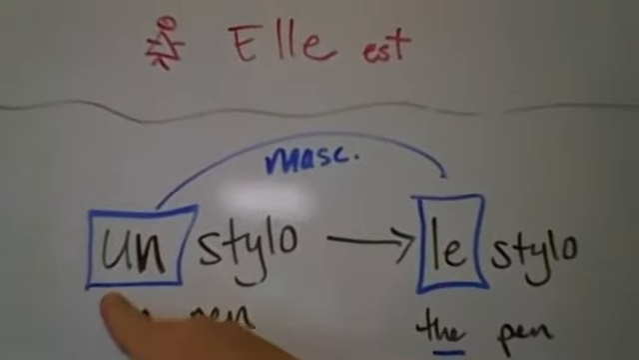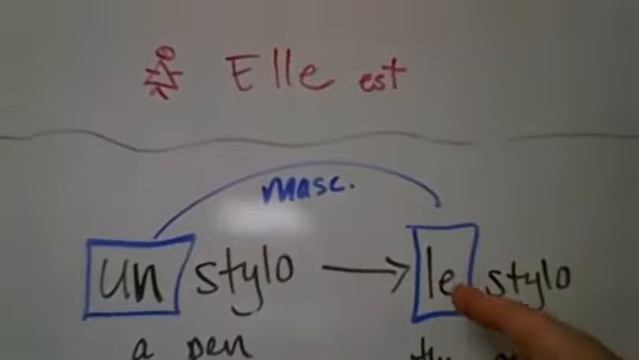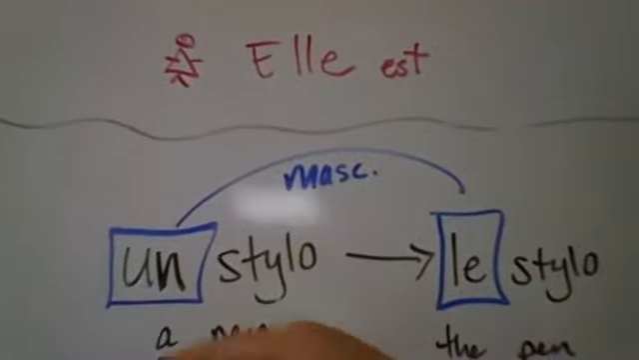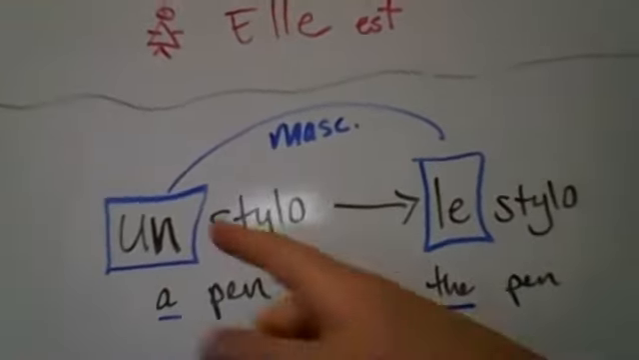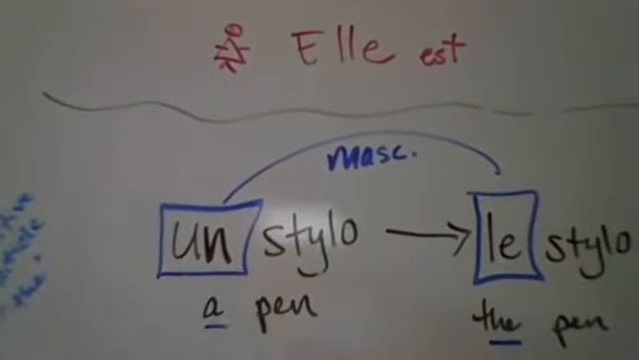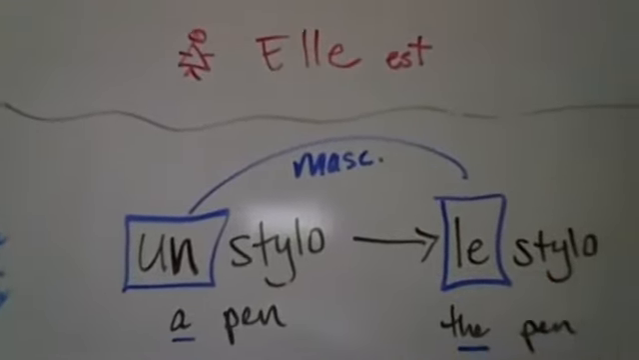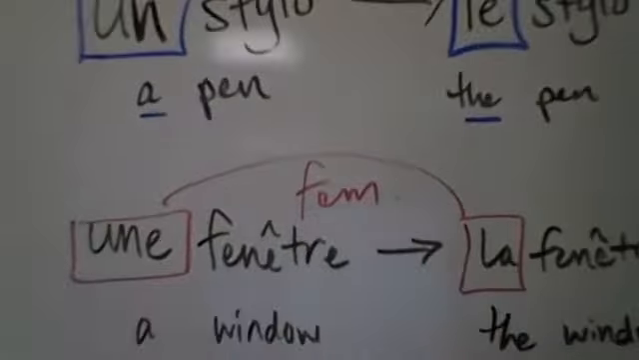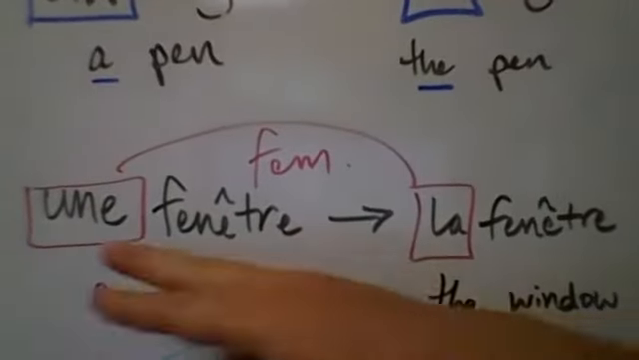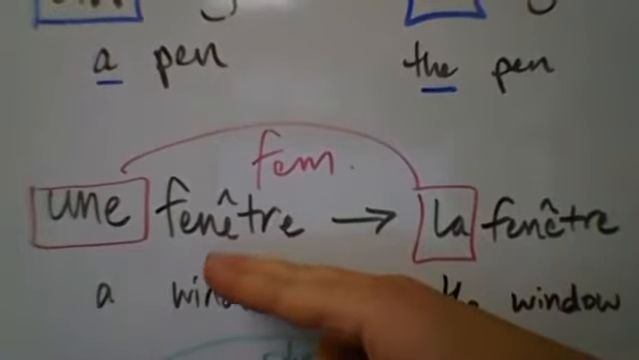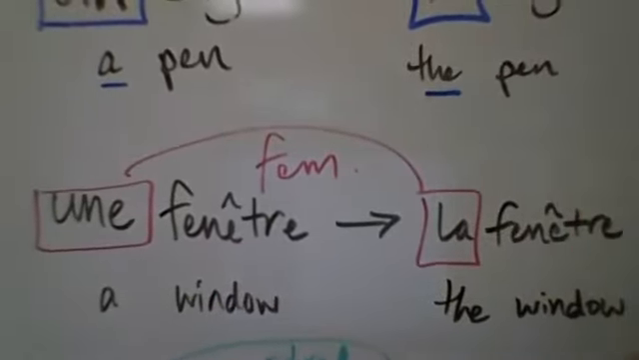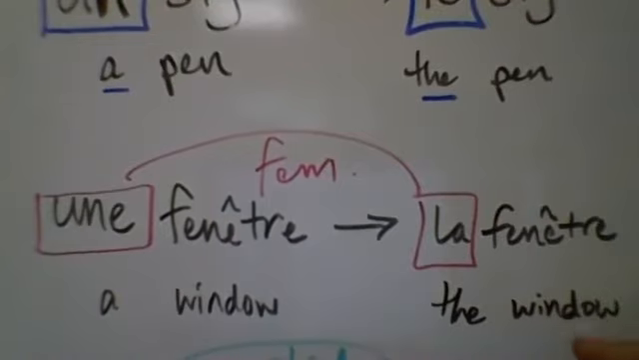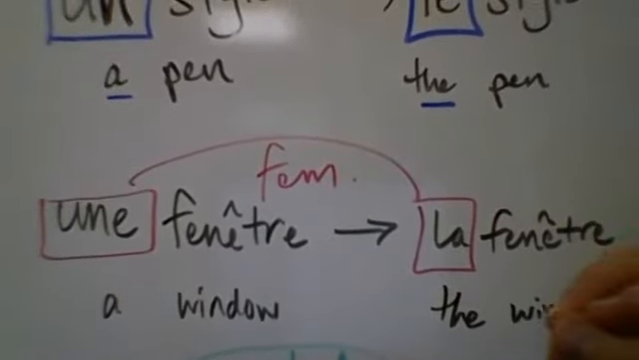So un, anytime you would use that, is the masculine singular form. Le is the masculine singular form of the definite article instead of the indefinite article. So not definite, a or one. Definite, the pen. You're talking about a specific pen. So masculine and masculine. For feminine, zoom in a little bit here. You've got une fenêtre, which you already know as a window. Any window in general, feminine, becomes la fenêtre, the window. I'm talking about one specific window here.